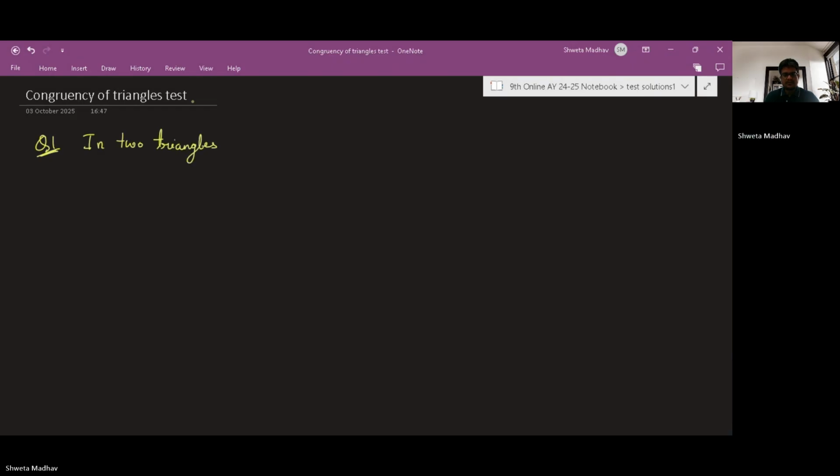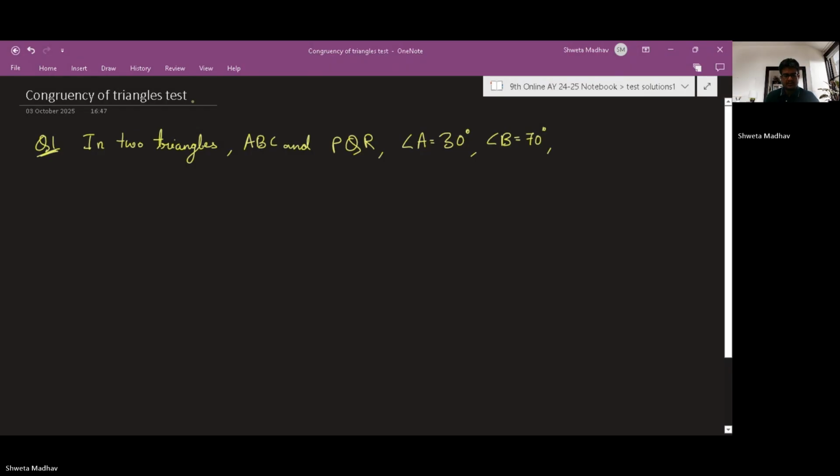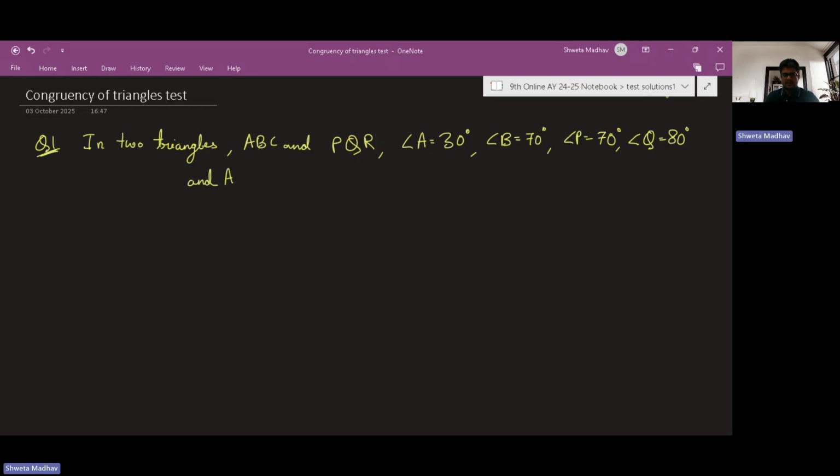In two triangles ABC and PQR, angle A equals 30 degrees, angle B equals 70 degrees, angle P equals 70 degrees, and angle Q equals 80 degrees, and AB equals RP. Then which of these options are correctly applicable?